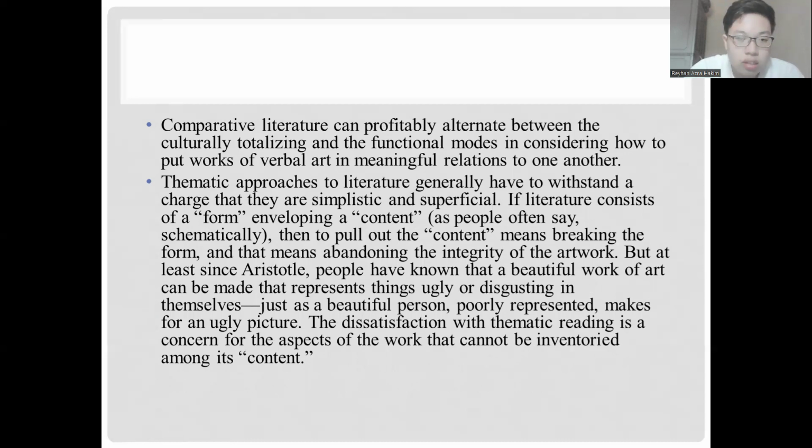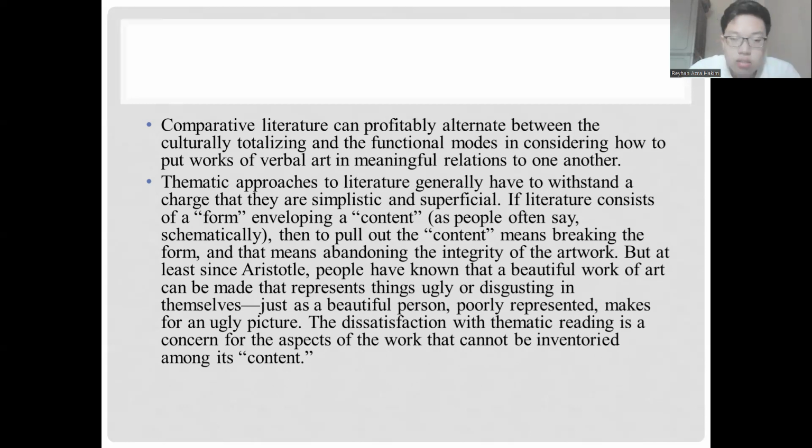Thematic approaches to literature generally have to withstand a charge that they are simplistic and superficial. If literature consists of a form enveloping a content, as people often say schematically, then to pull out the content means breaking the form, and that means abandoning the integrity of the artwork.